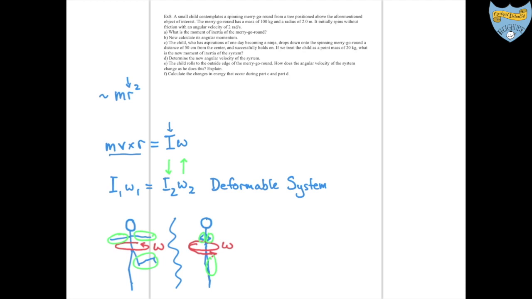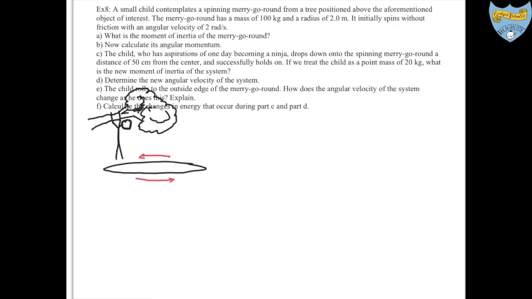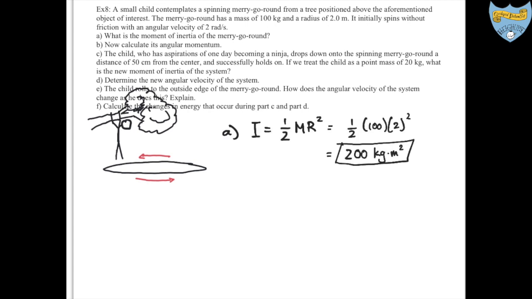All right, now on to the matter at hand. This is example 8, so find that one in your notes packet. To answer part A, the moment of inertia of the merry-go-round that this child is contemplating, really all we need to do is reference the correct moment of inertia equation. I think we can presume the merry-go-round is going to be a solid cylinder. There it is. Okay, now we find its angular momentum.